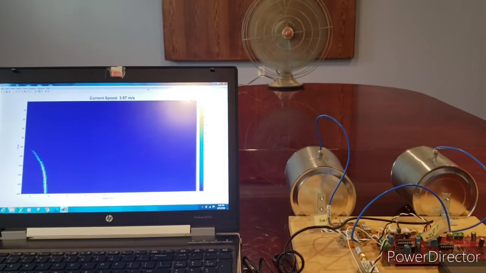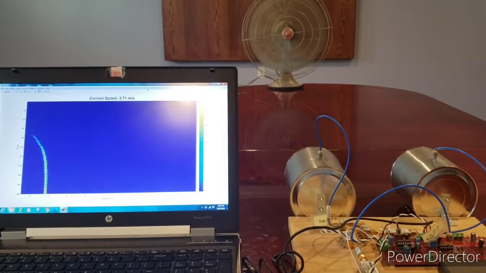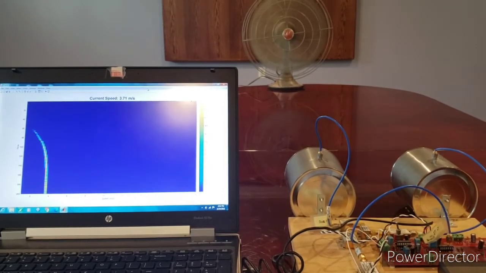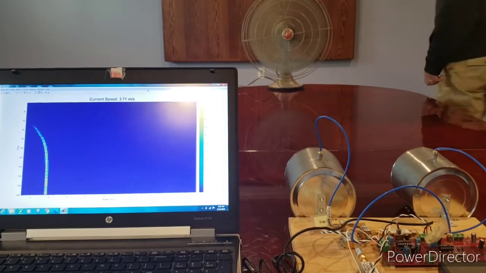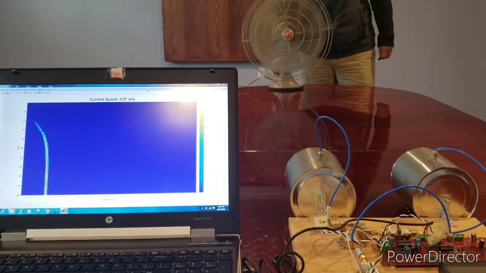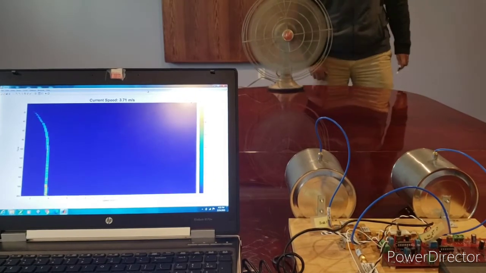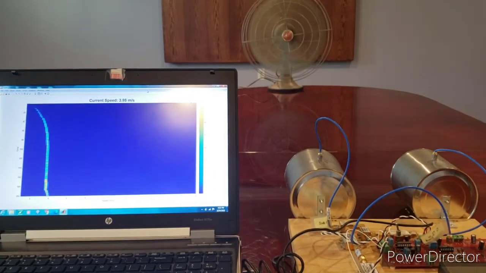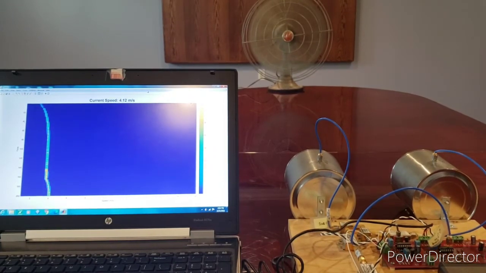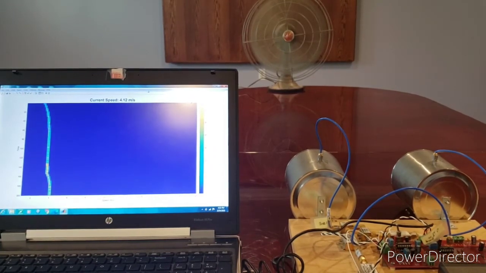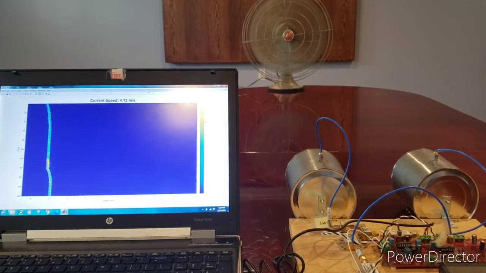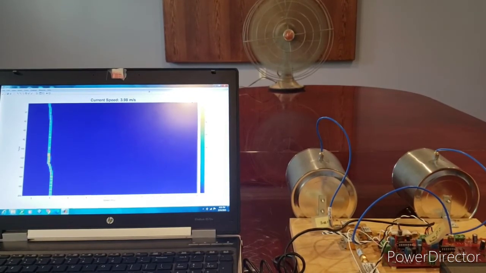So the radar is now detecting the motion of the fan, and it says it's rotating at roughly 3.7 meters per second. Now let's speed that fan motion up to the second speed. See what the radar tells us. So now I've increased the speed of the fan, and you'll see the radar measuring its Doppler now at about 4 meters per second.